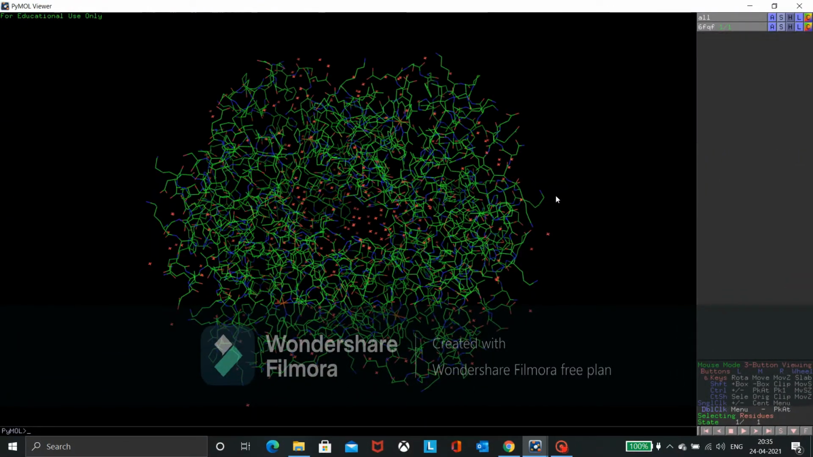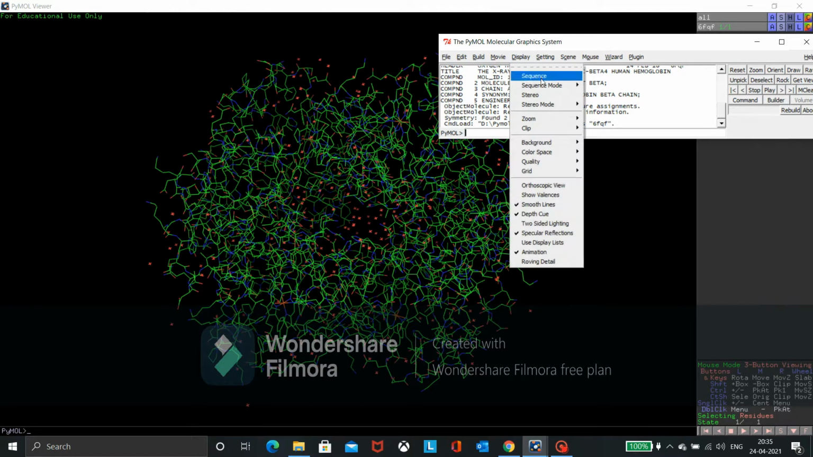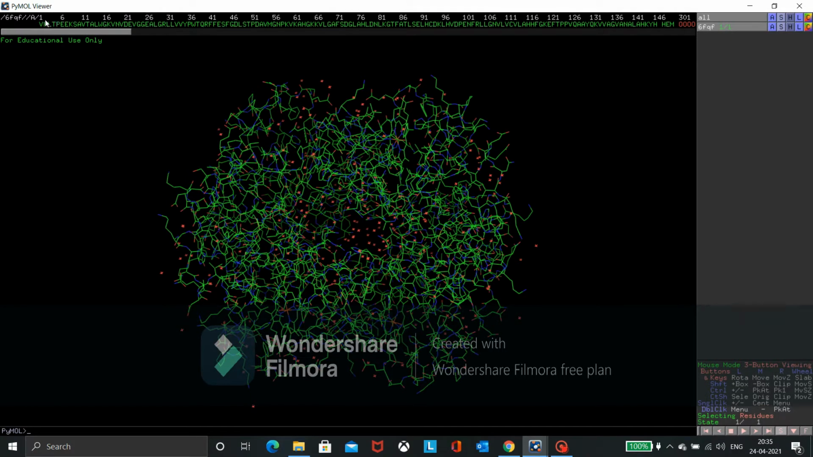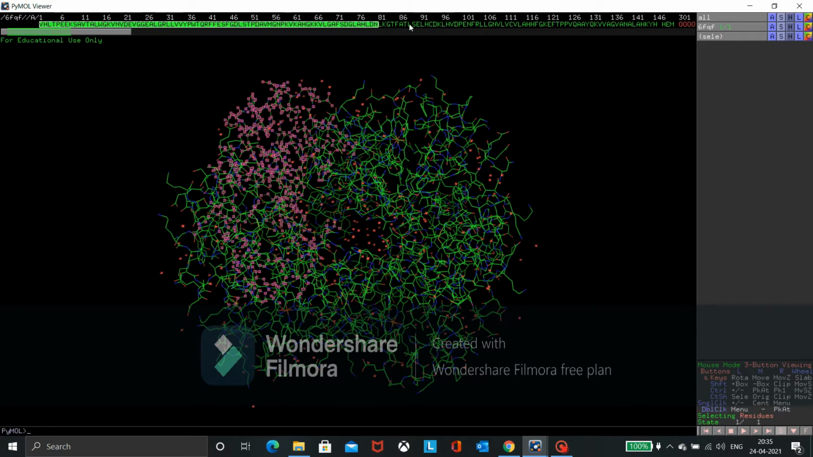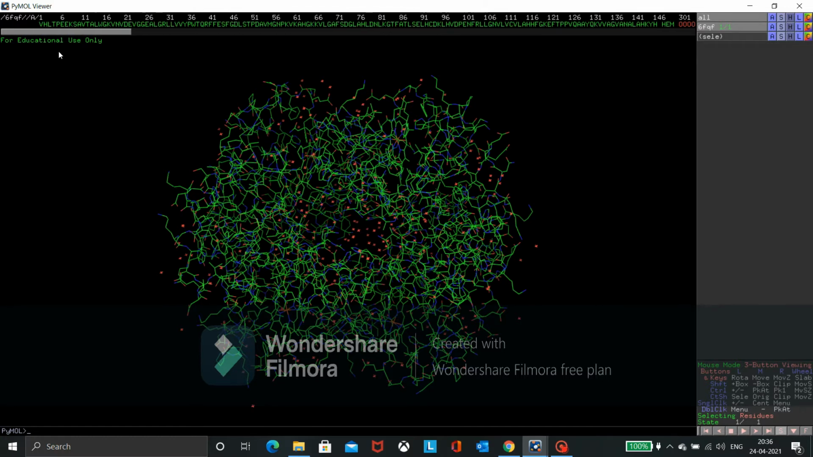At first, I'm going to show the primary sequence. So at first we go to the graphic system, we go to the display, and from this sequence, it makes a complete amino acid sequence of how the molecule is made up. So this is how the molecule is made up, and this is the whole amino acid sequence of this hemoglobin structure.